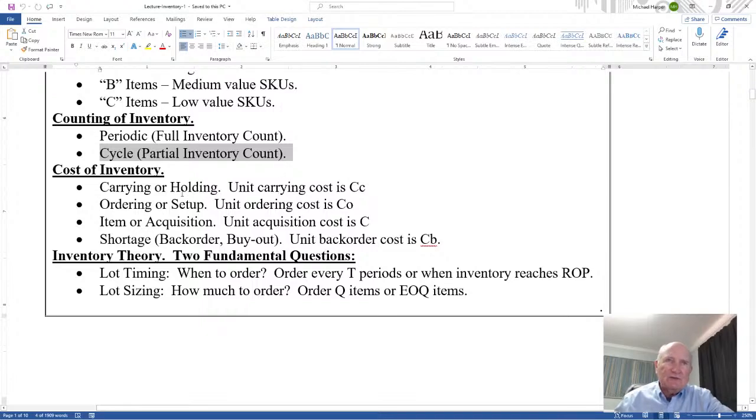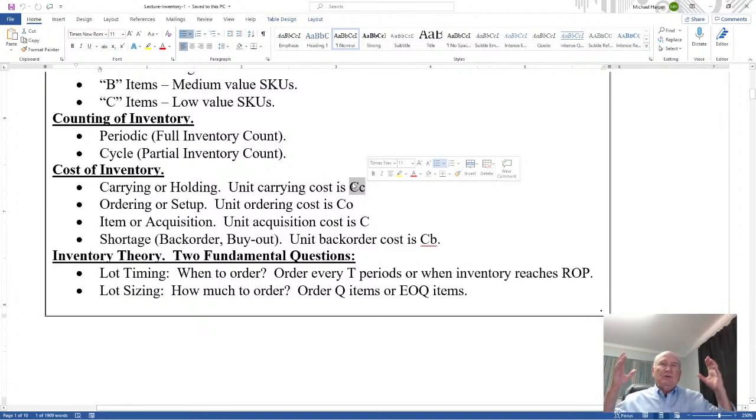And then cost of inventory. We'll be using cost in this lecture. The three costs that we'll be looking at are carrying or holding cost. And these are unit carrying cost. The big C is cost, the little c is carrying. I'm using the word carrying. Some people use holding, so instead of C sub c, some people use a big H for holding cost. And that is when you receive inventory from your supplier, you're holding it, you're carrying it in your inventory. That costs money.